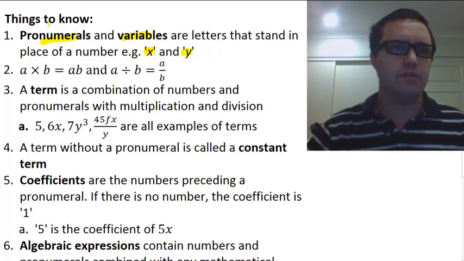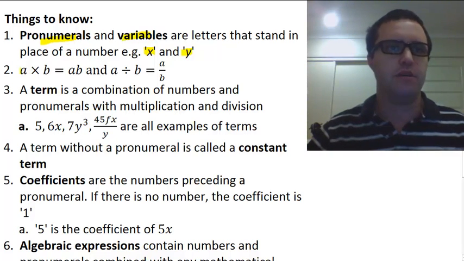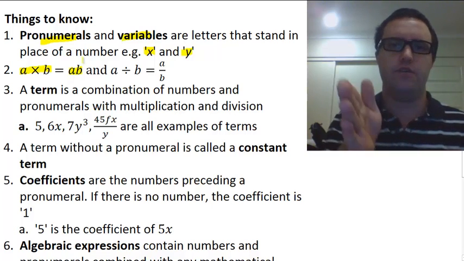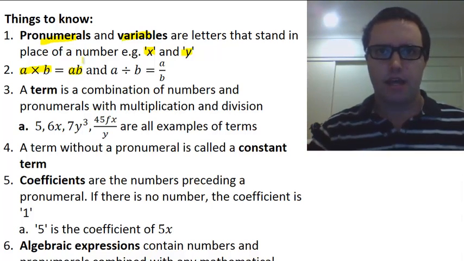Right. We also write things differently in algebra. So rather than writing A times B, you simply just write AB. Okay. If there's no operation there, you assume it's going to be multiplication.